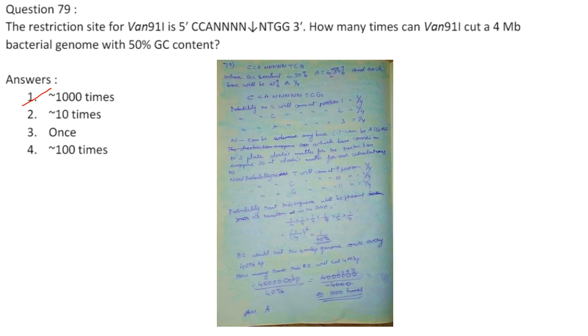Now the probability that T will come at 9th position is 1 by 4. C will come at 10th position is 1 by 4. G will come at 11th position is 1 by 4. The probability that this sequence will be present at random in the DNA is 1 by 4 raised to 6, that is 1 by 4096. The restriction enzyme will cut the 4 MB genome once every 4096 base pairs. How many times will this restriction enzyme cut 4 MBP? You divide 4 MBP by 4096, that will be approximately 1000 times. Answer is 1.